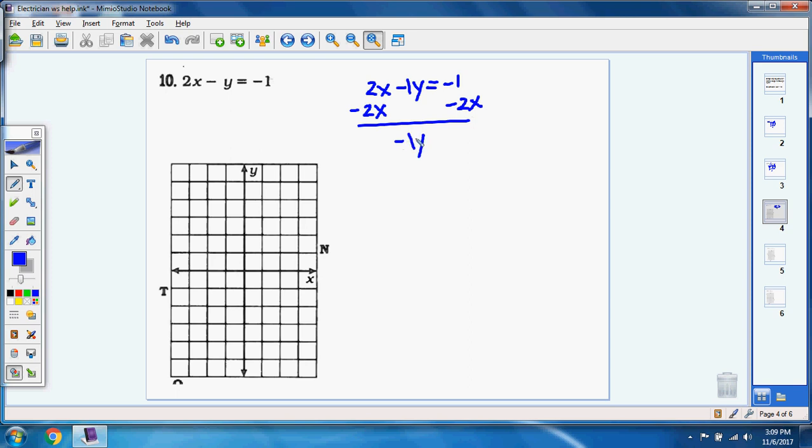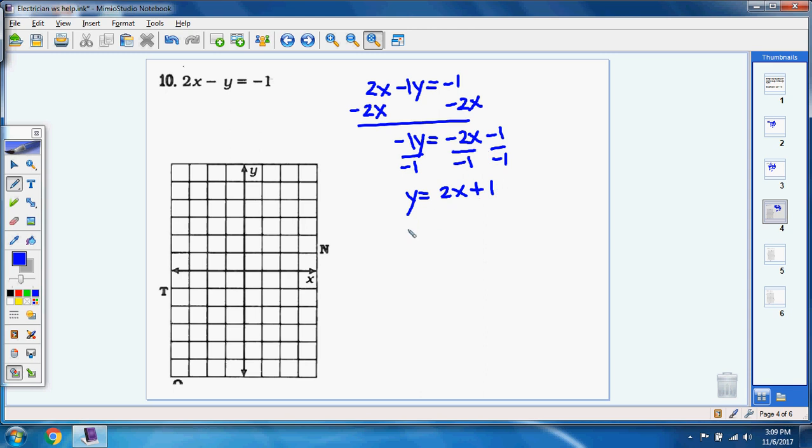Negative 1y is equal to a negative 2x. Subtract a 1. Divide everything by negative 1. Y is equal to a positive 2x, and then a positive 1.